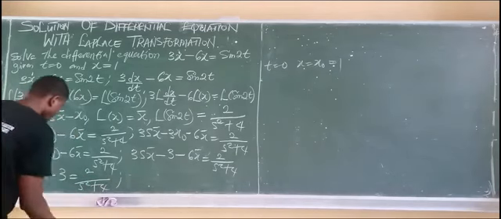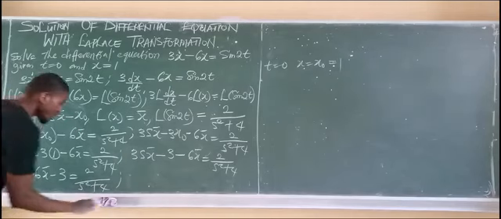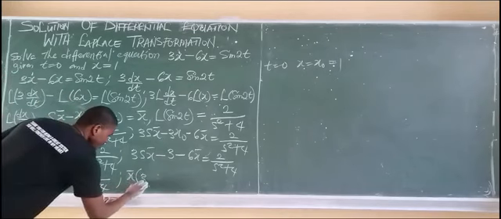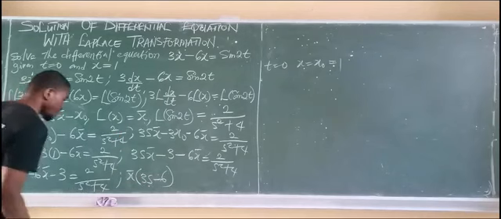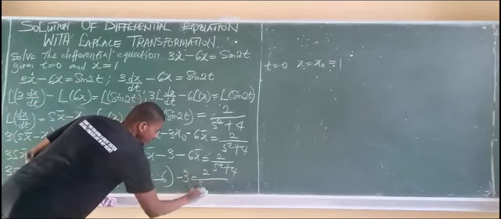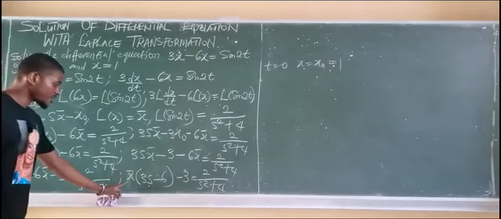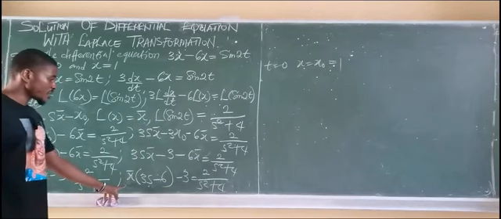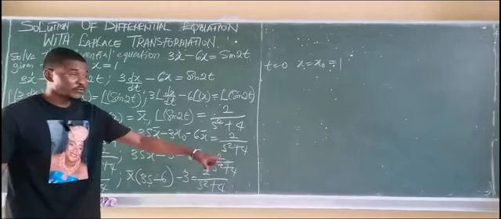Okay, so if we continue, let's now factor. X bar is common between these two. We have x bar into 3s minus 6, minus 3, which is equal to 2 all over s squared plus 4. Now, we need to make x bar the subject. That is what the condition is saying. That means we have to, first of all, send minus 3 over to this side of the equation.